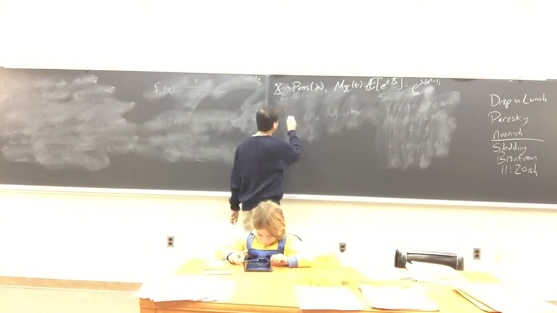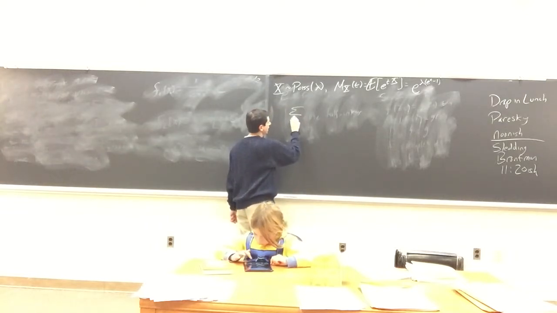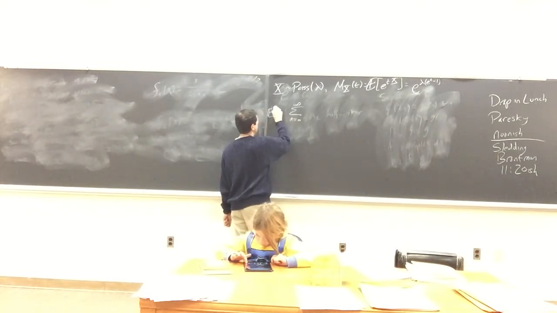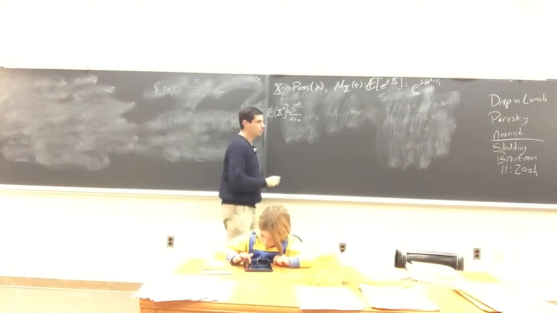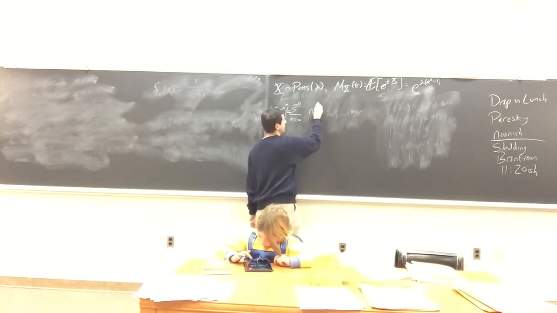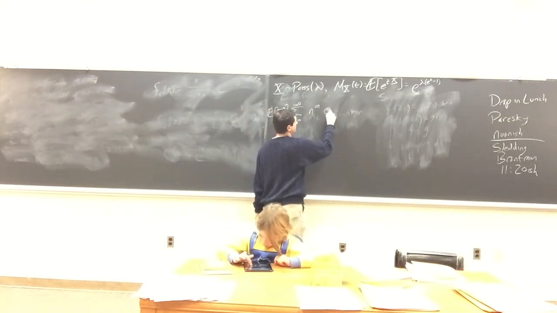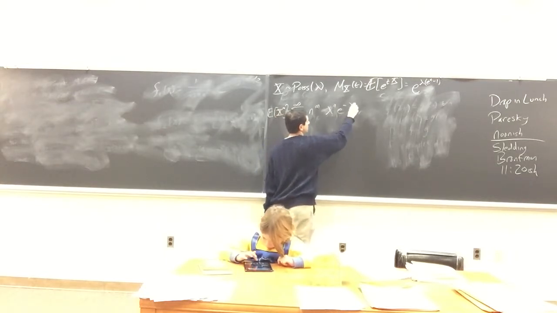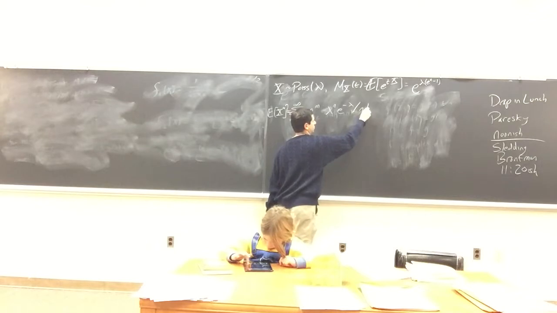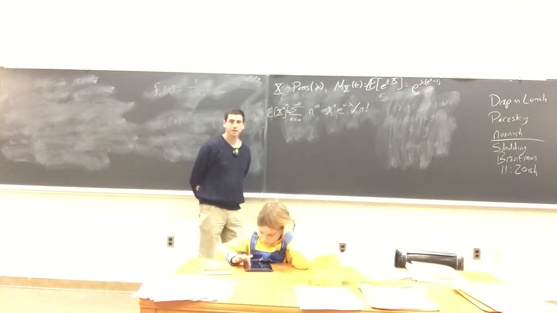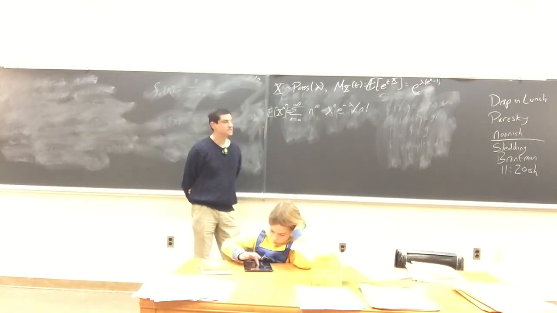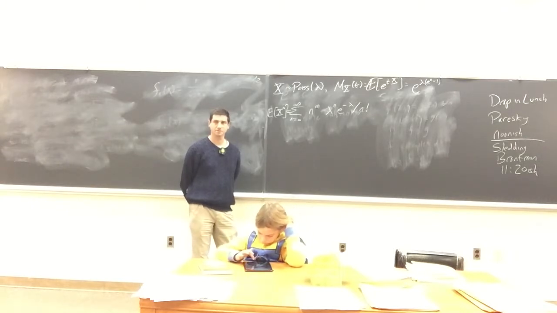Well, I'm going to be looking at the sum, n goes from 0 to infinity. Let's look at the expected value of x to the m. So I'll have n to the m, let's see, what is it? Lambda to the n, e to the minus lambda divided by n factorial. And I want to get some rough estimate for how big this is.